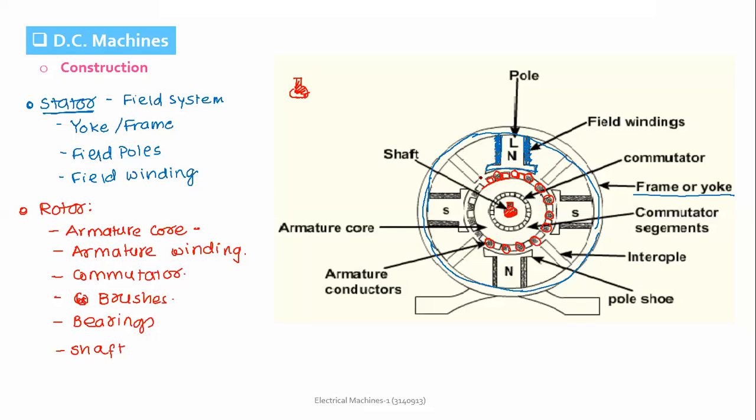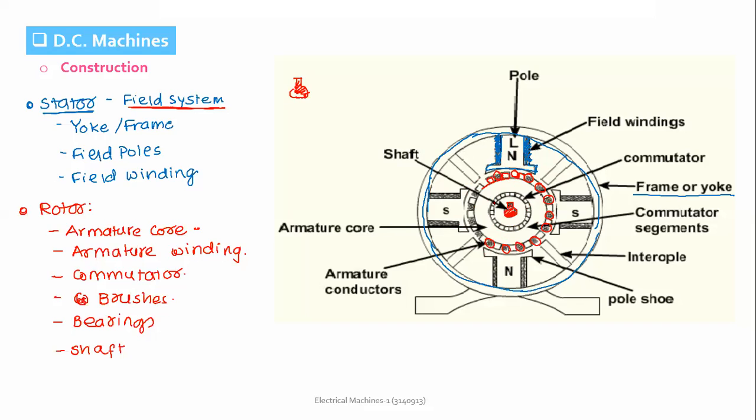We need to rotate this entire part. Why? Because our field system is stationary. Whatever flux is induced over here will remain stationary, and that is why to induce an EMF we require motion between the magnetic field and the conductor.